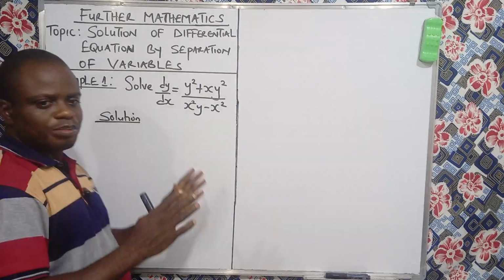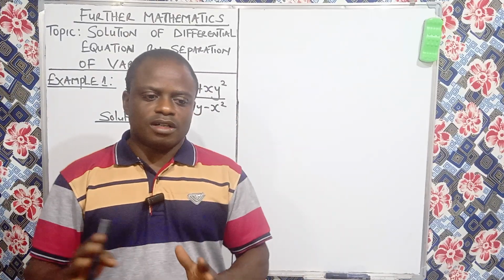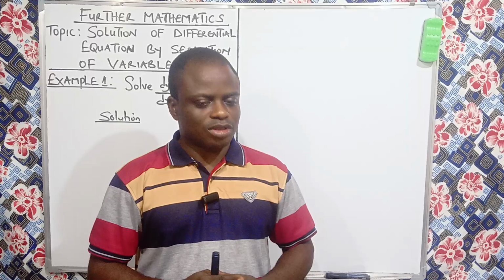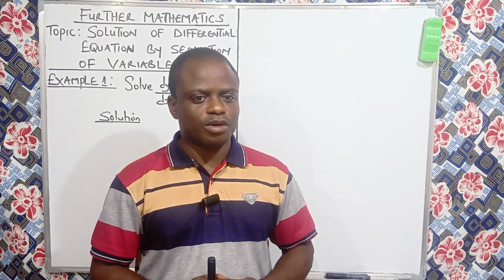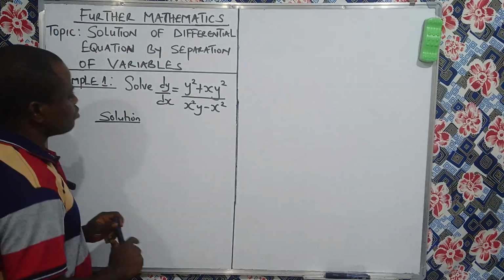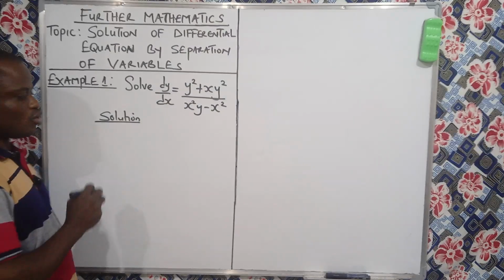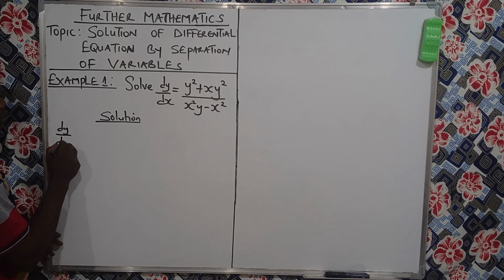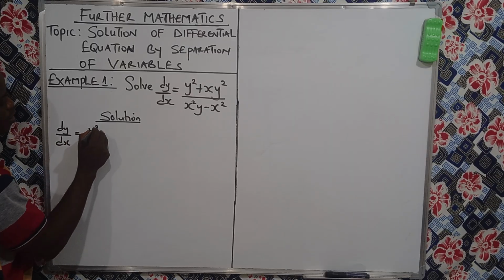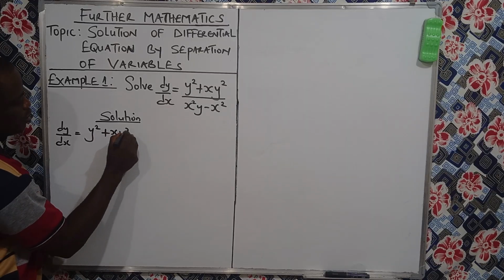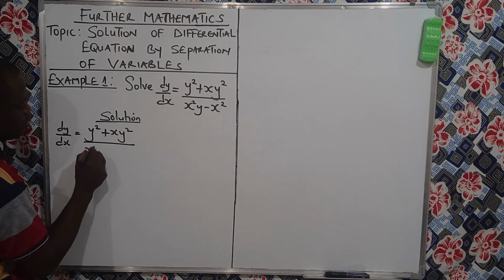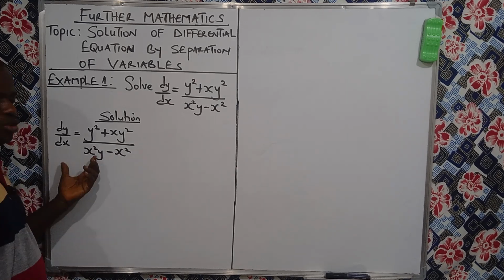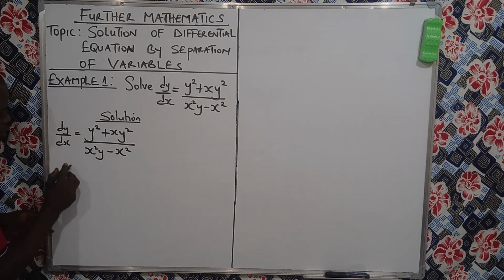Now, when you separate the y and the x on different sides, you can now integrate both sides, so that I can solve the problem. Now, let's see what's on the board. The first thing to do here is to cross multiply. Let's write the question. dy over dx equals y squared plus xy squared over x squared y minus x squared. The first thing to do is to cross multiply.